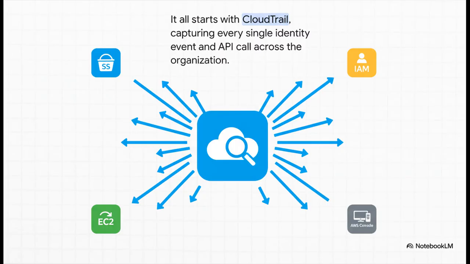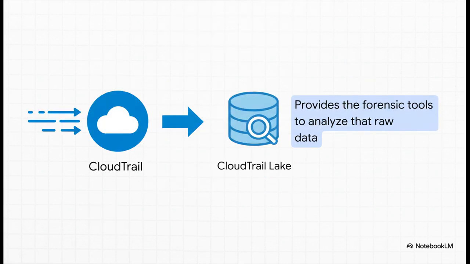Let's trace the flow. It all begins right here with our foundation, CloudTrail. It acts as the universal collector, capturing every single API call and identity event from every service in every account across the entire organization. That massive stream of raw data then feeds directly into CloudTrail Lake. This is where all that raw footage gets organized. It provides the forensic tools for your security teams to run those deep investigative queries using standard SQL.